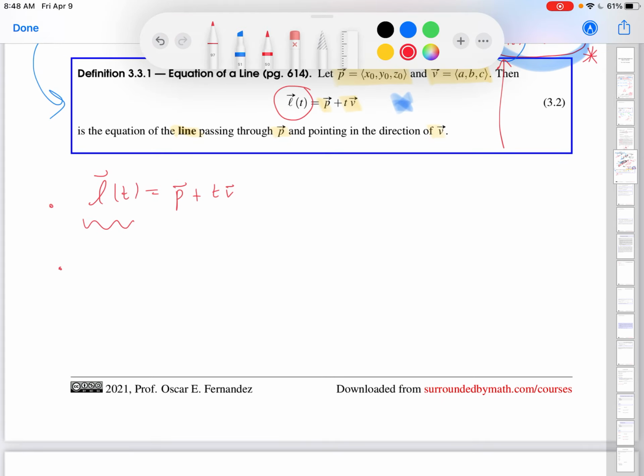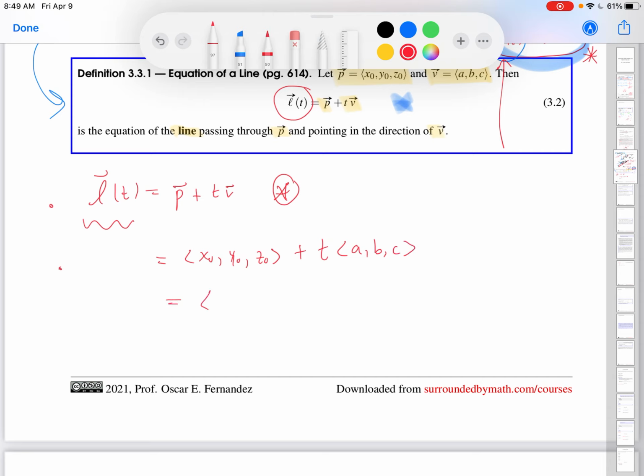So if we've gotten this far, this is good progress already, we can extract another representation of the equation of a line from this. How do we do that? Well, we were starting with the assumption that P was a point, that the terminal point of the vector P was the point x0, y0, z0, and that V was the vector ABC.